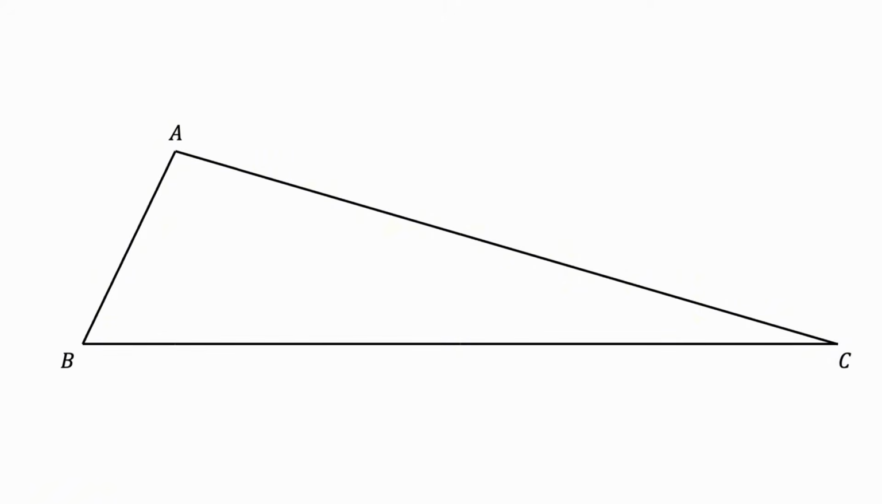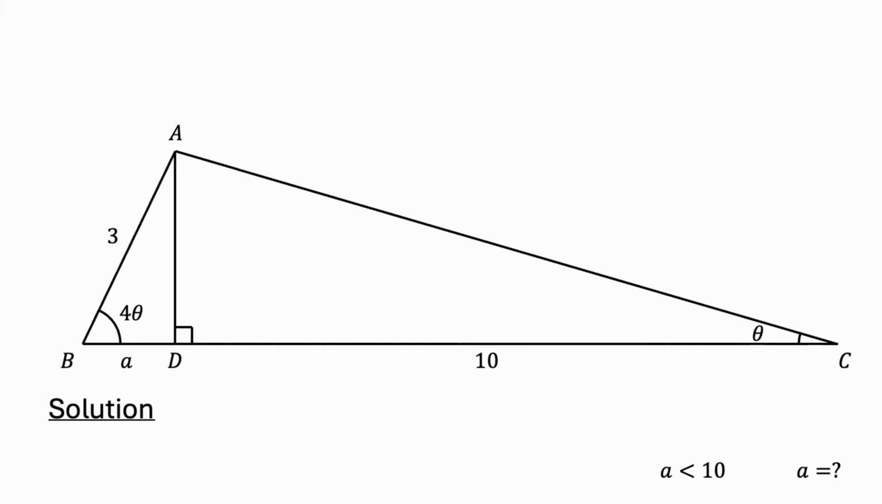In this video, we want to solve the following problem. Given triangle ABC with angle B equals 4 theta and angle C equals theta, draw AD perpendicular to BC. Given that AB equals 3 units, BD equals A units, and CD equals 10 units, find the length of A, where A is less than 10. And now for the solution.